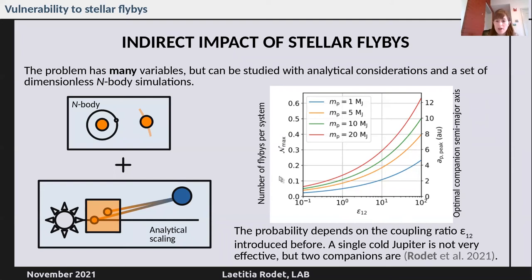mechanism. However, we showed that if you add another companion, a second companion, to the problem, then the likelihood that a close flyby will create the misalignment is very, very high. It's almost 100%.